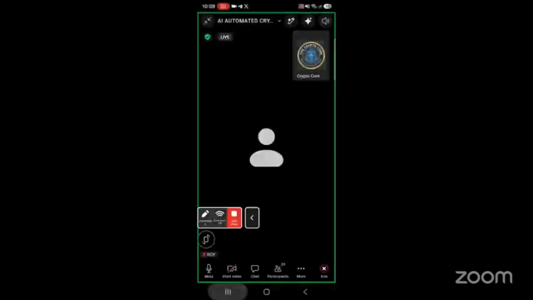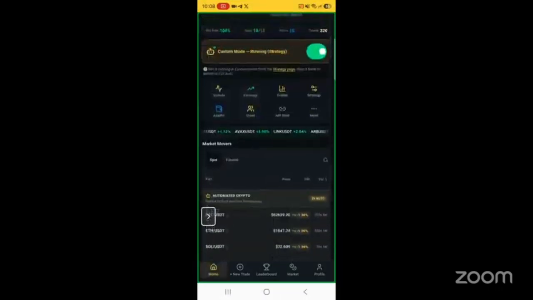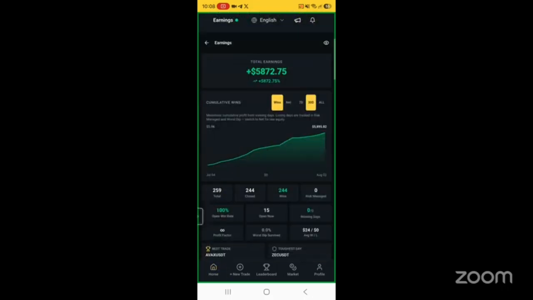This is going to take you through Crypto Flow Bot trade settings. For those of you who are very new, Crypto Flow Bot is an automated crypto trading bot that you can connect your Binance or your Bybit to, to trade for you on complete automation.